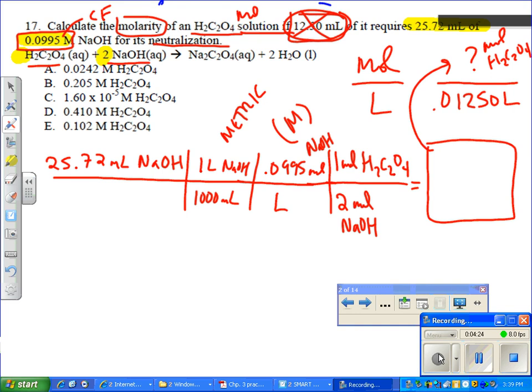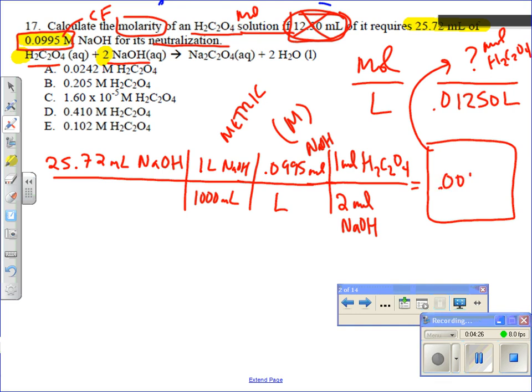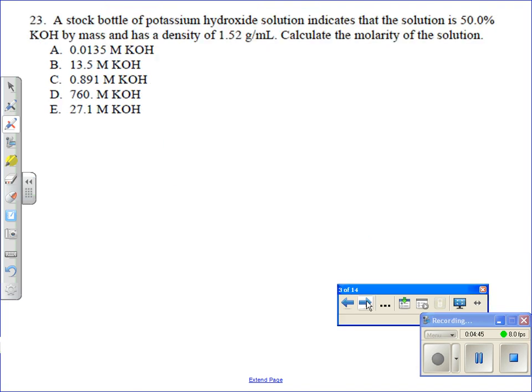And I run the grid, I'm going to get 0.001281 moles of H2C2O4. I'm going to drop that on top, divide that into the volume in liters, and you're going to get E. There should be 1 sig fig added to that. It should be 0.1024, I believe, but it's right there in the neighborhood.